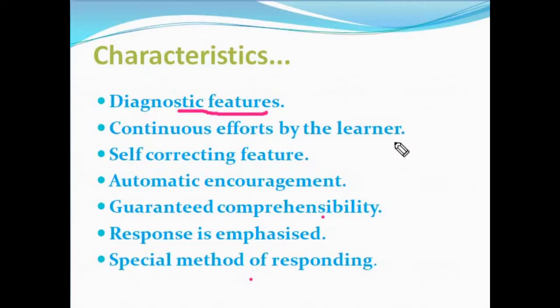Next is continuous efforts by the learner. A program can be successful only and only if the learner responds to the question given in the frame. If he doesn't, then the program can't continue. So the learner has to be active and he has to respond to each and every question. Next is self-correcting feature. To the question, if the student answers wrongly, then in the next frame, the correct answer is given. So it provides a chance to the learner to correct himself. So it has the self-correcting feature.